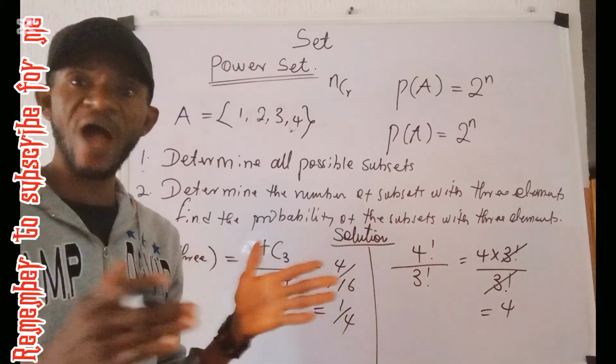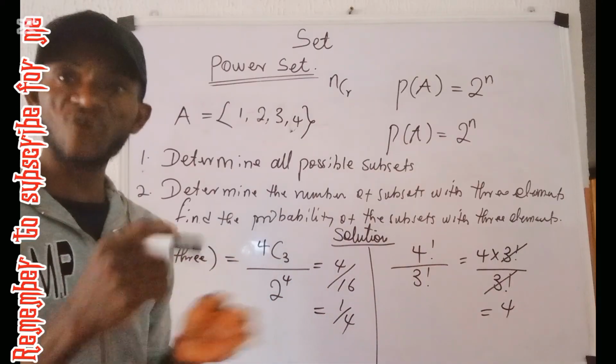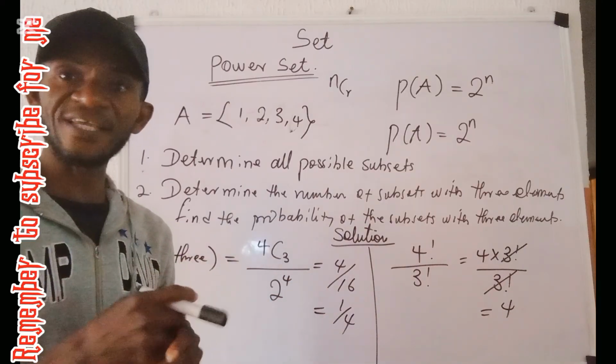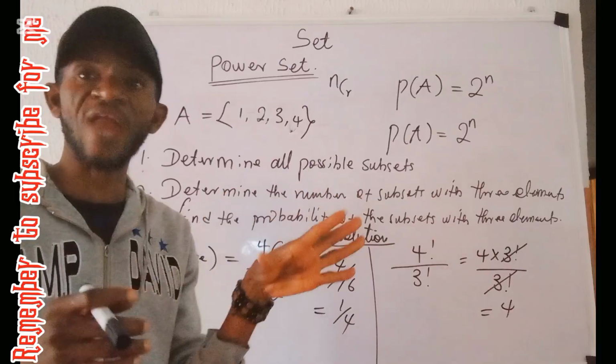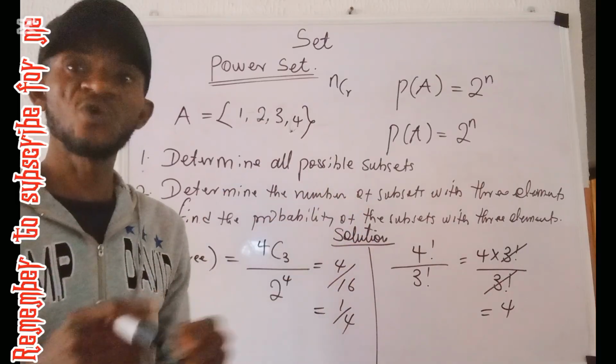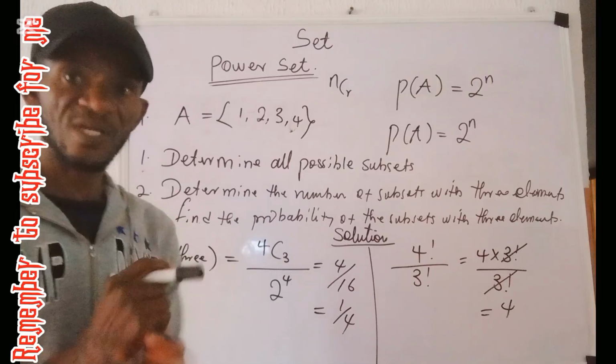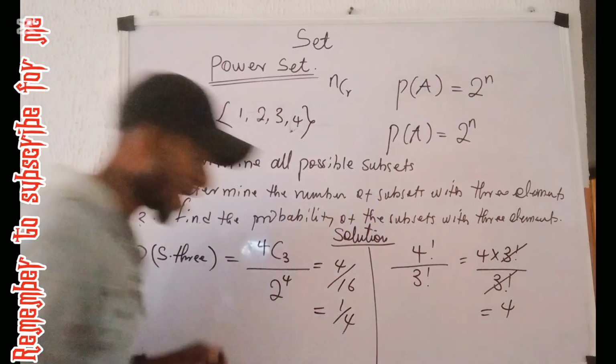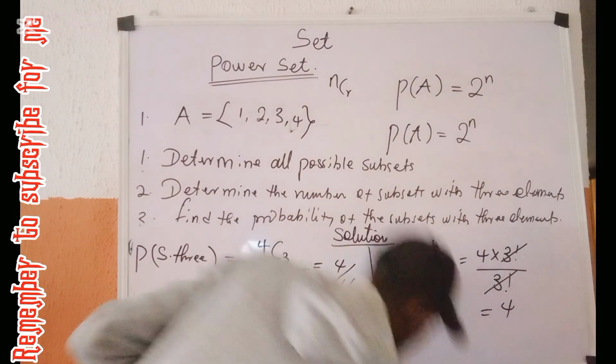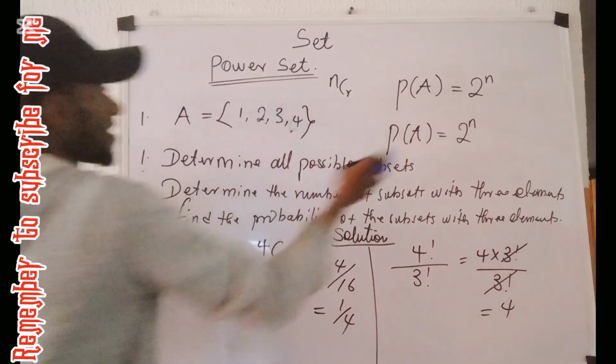So that is how to go about determining the number of subsets having particular elements inside them when we are given a bigger set. Permit me to equally do another illustration quickly.